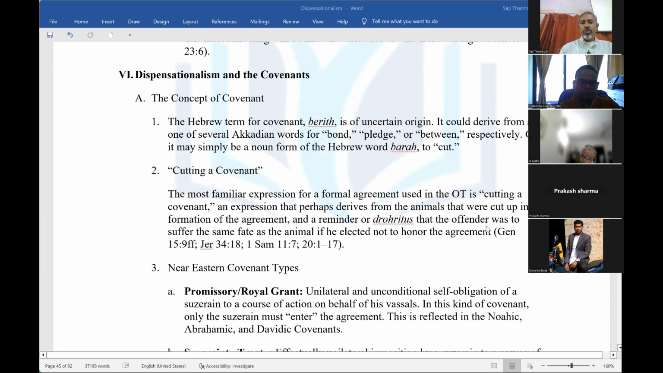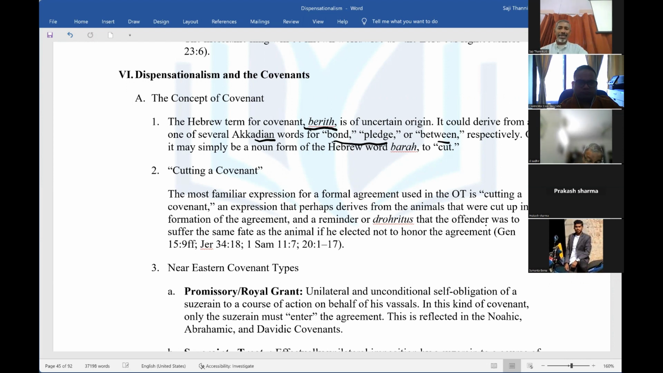Now, in Hebrew, the word for covenant is berith. We are not sure of its origin. Maybe it has come from the Akkadian language. It means a bond or pledge, or "between," respectively. These are the meanings, between two groups. Or it may simply be a noun form that comes from the Hebrew word bara. I think there is a great possibility that the word berith has come from bara, to cut.